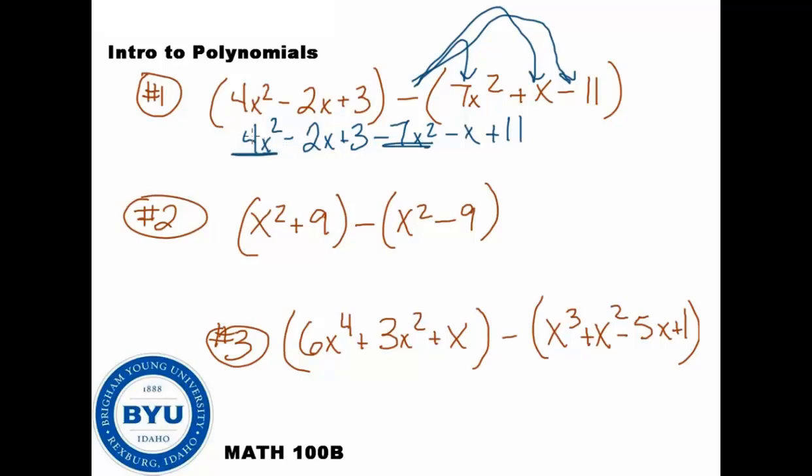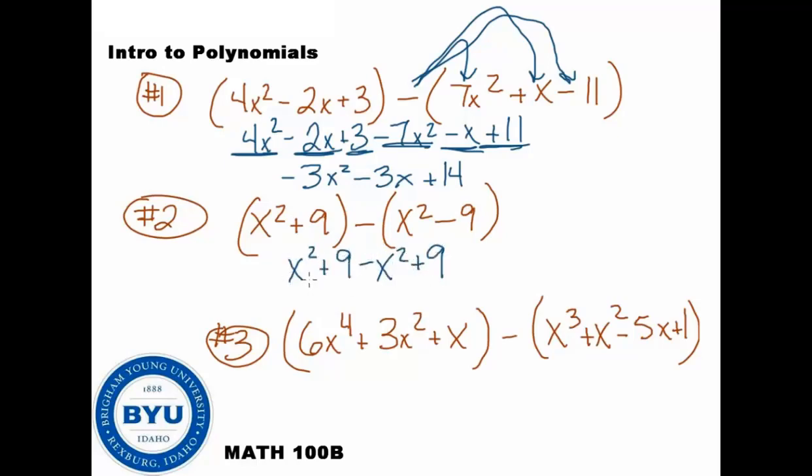I then combine the like terms. X squareds with x squareds. 4 minus 7, that's negative 3x squared. Negative 2x minus x, that's negative 3x. And 3 plus 11 is 14. Okay, good. Again, distribute the negative here. X squared plus 9 minus x squared plus 9. So x squared minus x squared, those cancel out. 9 plus 9, you just get 18 on that one.